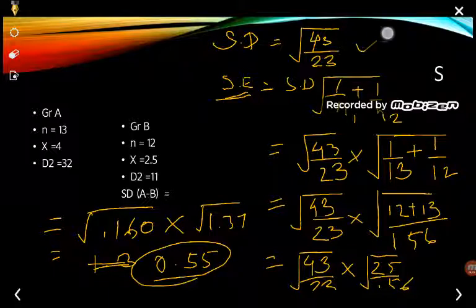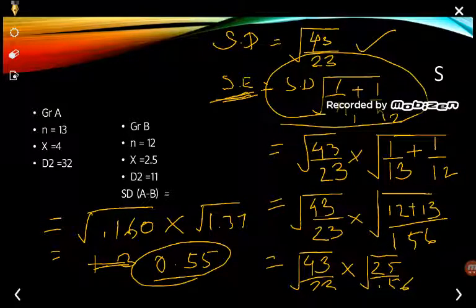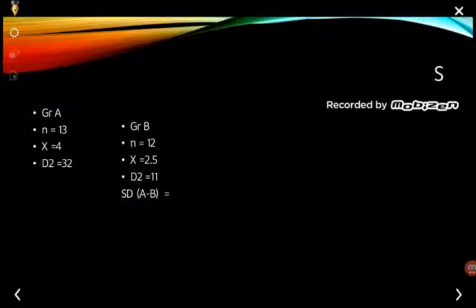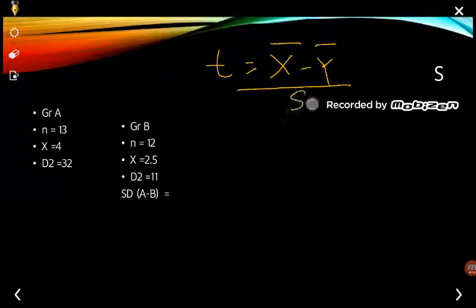So first we got the standard deviation. After calculating the standard deviation, we have put this standard deviation inside the standard error. So we get the standard error also. Now we have to find out the t value. The t value can be calculated as T is equal to x bar minus y bar divided by the standard error.